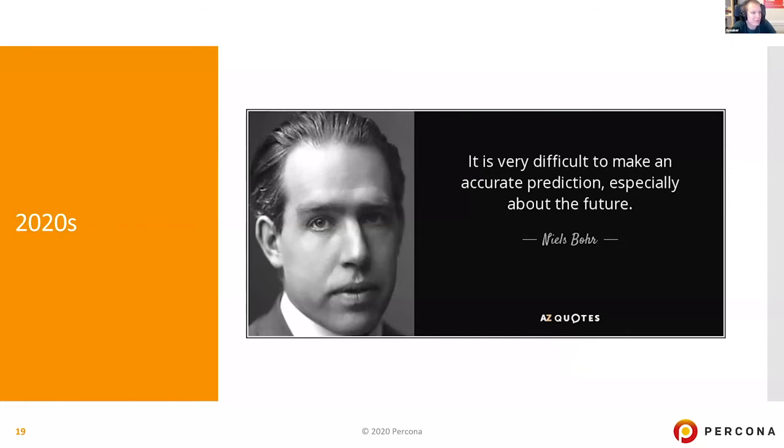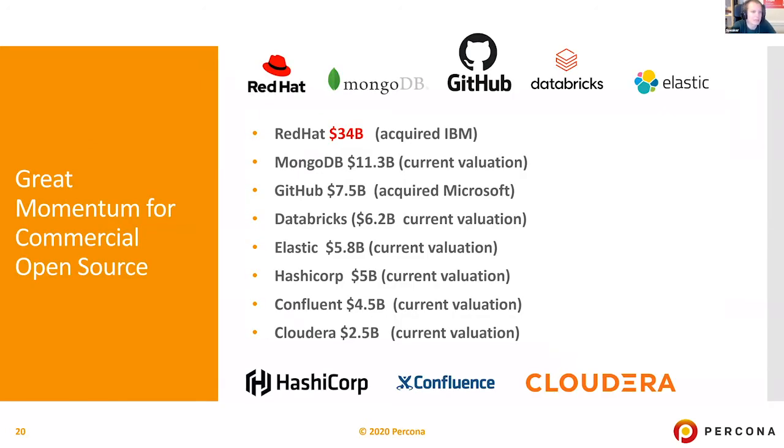Now, as we come to the 2020s, we come to the future, and it is kind of difficult to make accurate predictions about the future, as some wise men said. At the same time, I think it is interesting to see that there is great momentum happening now for commercial open source software. I mentioned early on in this presentation the $1 billion for which MySQL sold, that is not really meaningful in those days, quite small, because there are many companies now valued at many billions of dollars, sometimes more, or tens of billions of dollars.